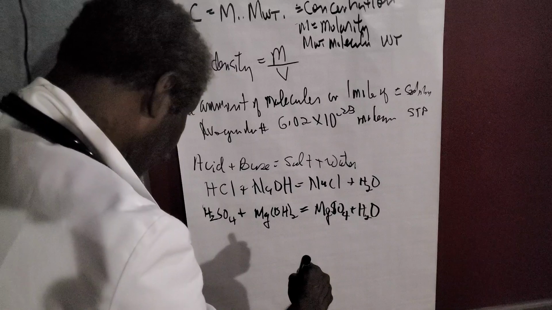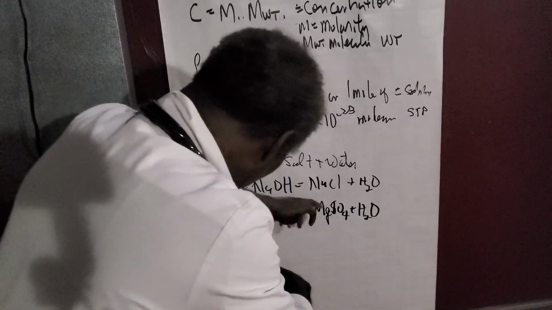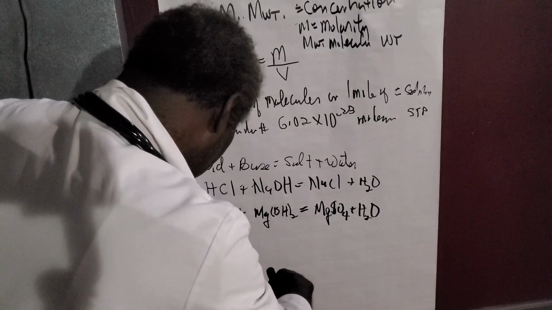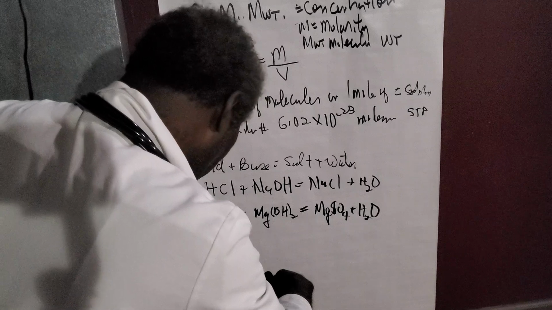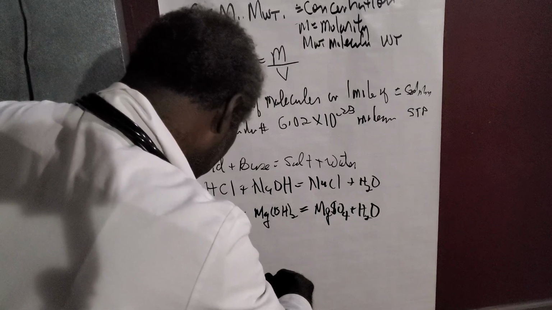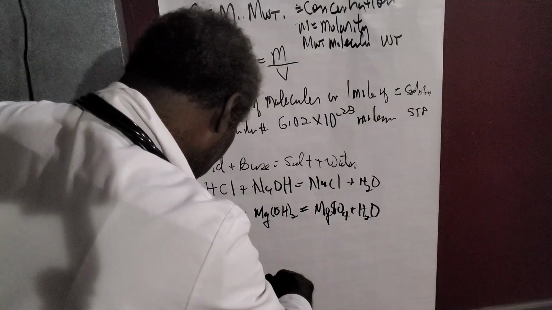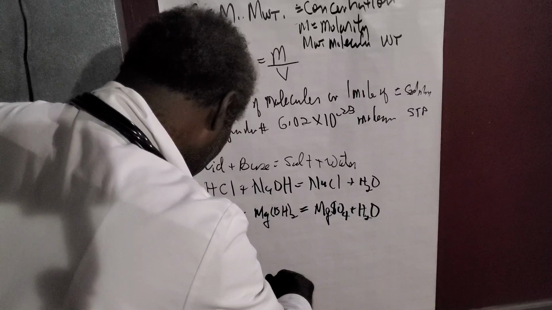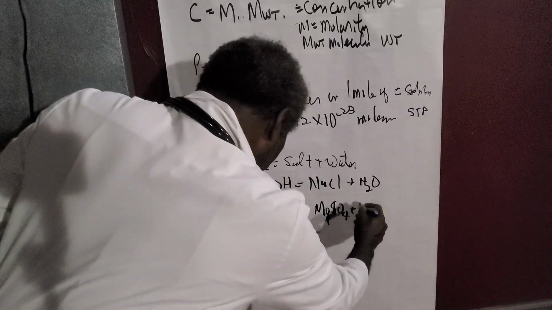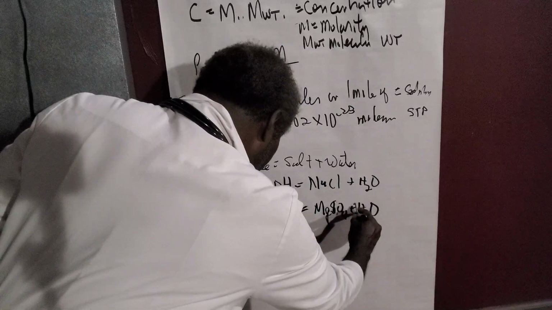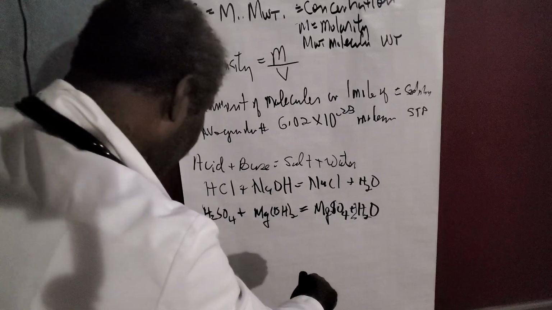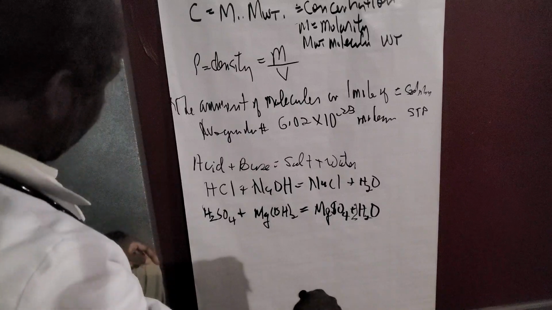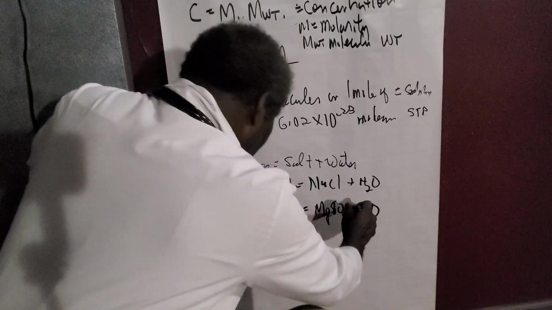And let's see if that's balanced here. We have 1 magnesium, 1 sulfur, 1 SO4 radical there. You have 4 hydrogen, so we have to put a 2 over here to give us 4 hydrogen. And we have 6 oxygen, there are 4 and 2, 6 oxygen. That looks like a balanced equation there. Magnesium sulfate plus 2 volumes of water.